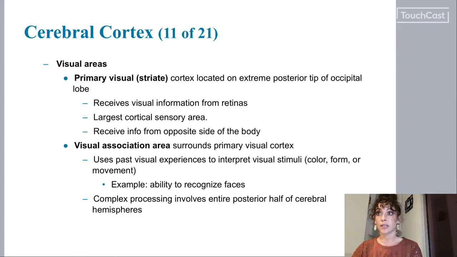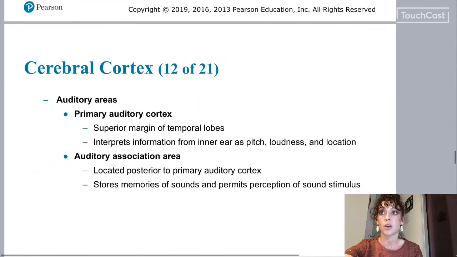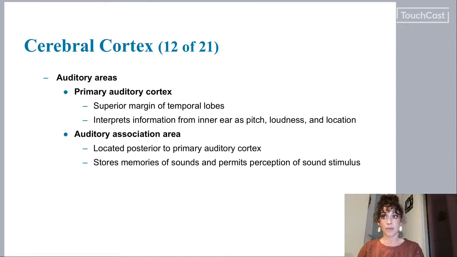Our last video ended with the visual areas of our brain, so how we receive information and how we interpret that information. So today we are going to move on to the auditory areas. So we have a primary auditory cortex, which is going to be in the superior margin of our temporal lobe, which makes sense because auditory information comes in from our brain and gets interpreted in that temporal lobe.